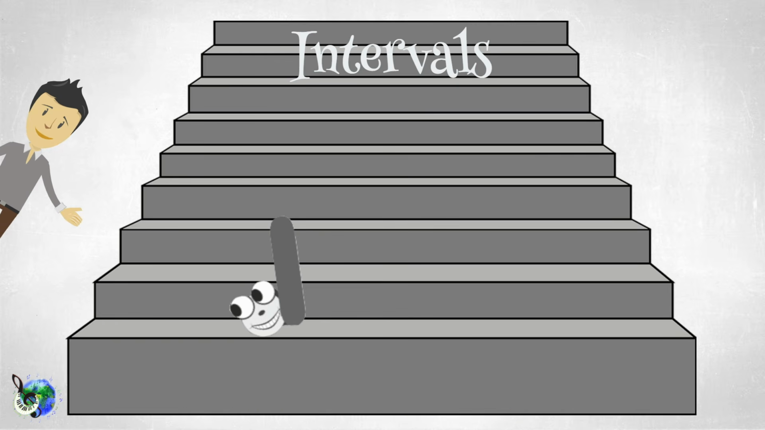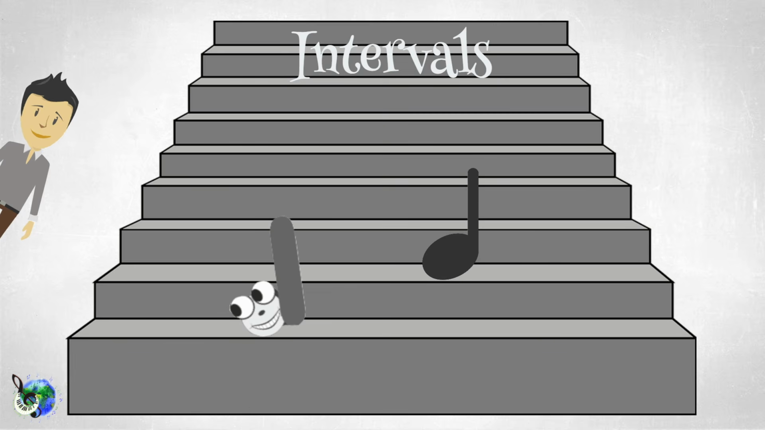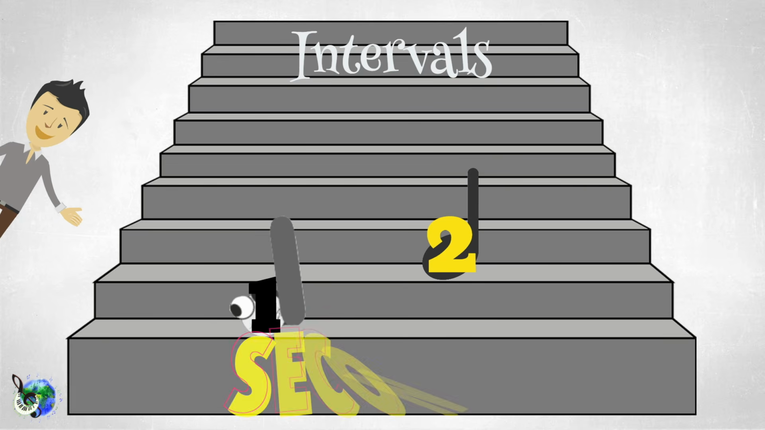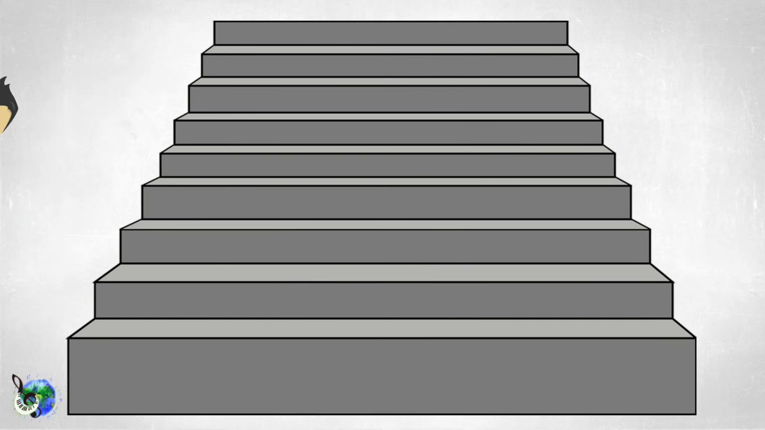Let's look at the example of Mr. Quarternote on the first step and his friend on the second step. Count Mr. Quarternote's step as 1, then go up a second step. If we use our word interval, we would say this is an interval of, any idea? It would be a second.